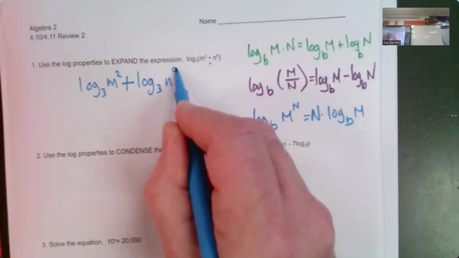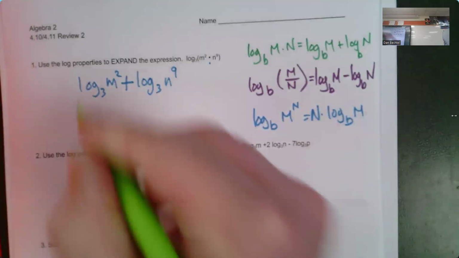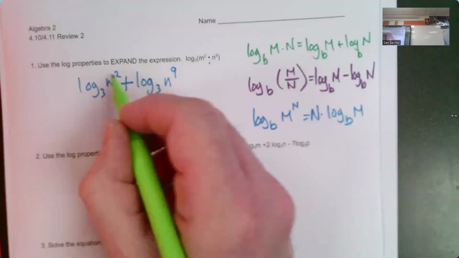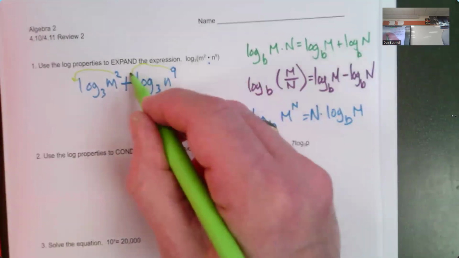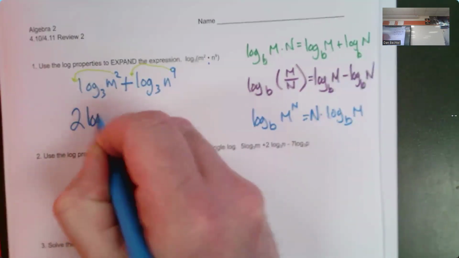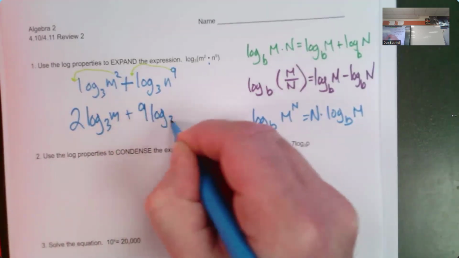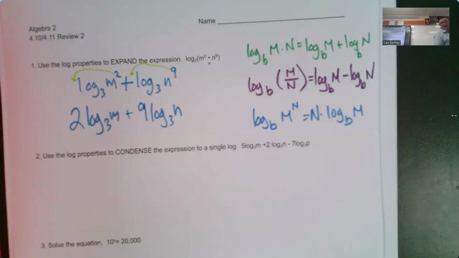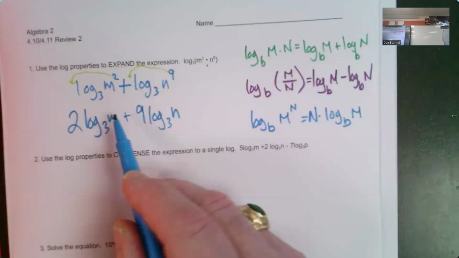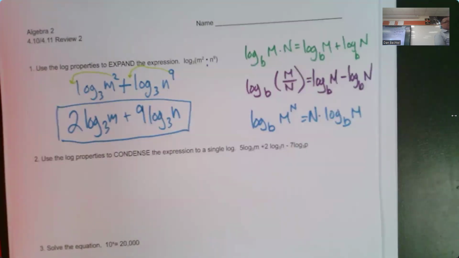So now I've got them separated, so they're both their individual logs, but I still have exponents here. Can't have those. If you've got exponents, then you've got to use the last rule here to bring those down to the front to continue to expand. So this is going to be 2 log base 3 of m plus 9 log base 3 of n. And that's what the end of that one is. We know we're done because each of these only has one term, m and n.